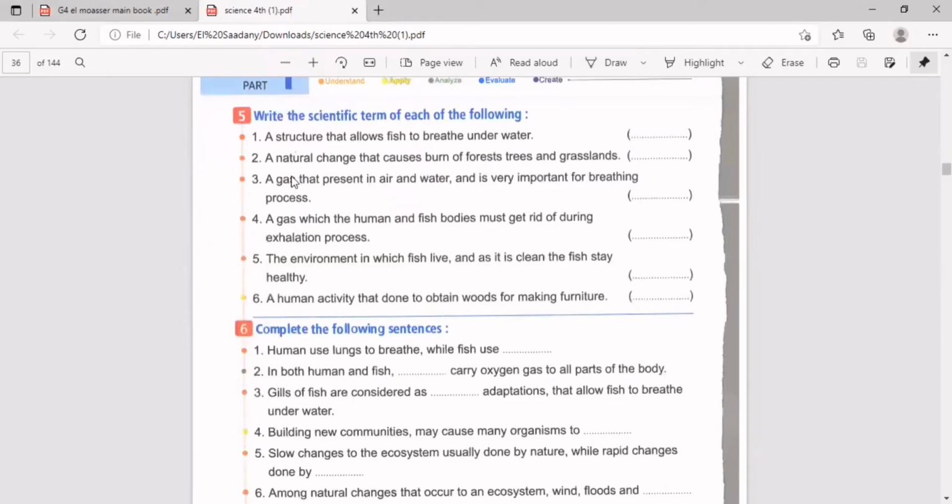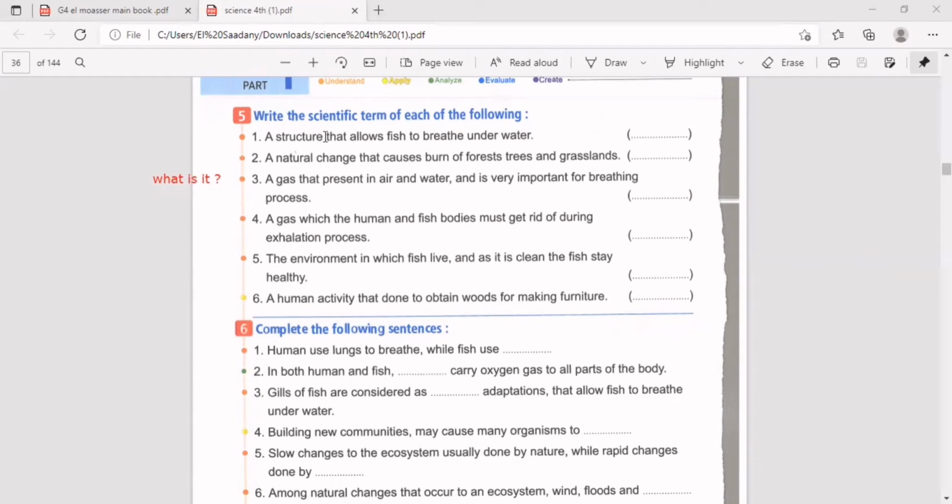Write the scientific term of each of the following. So I said before, when we answer the question that says write the scientific term of each of the following, we actually answer the question, what is it? So when you see a question title which says write the scientific term, you ask yourself, what is it? Okay, so let's start the first question.